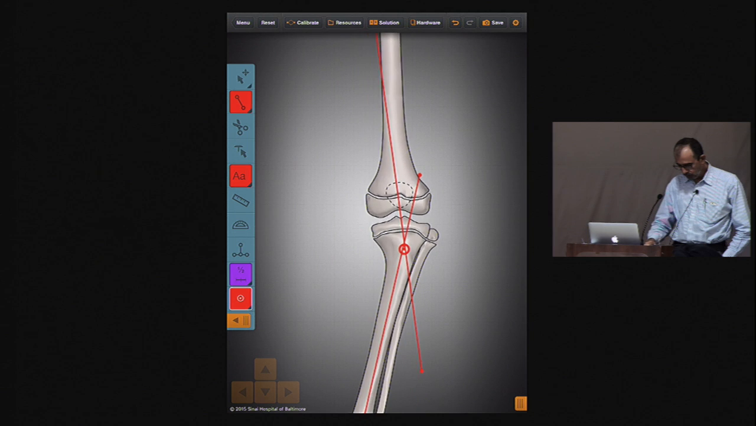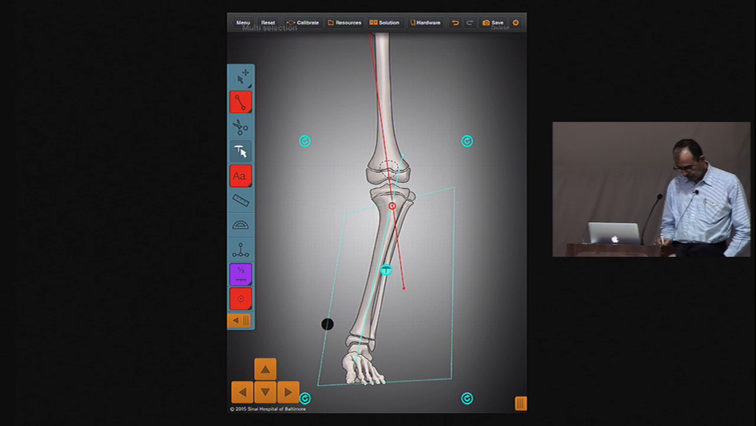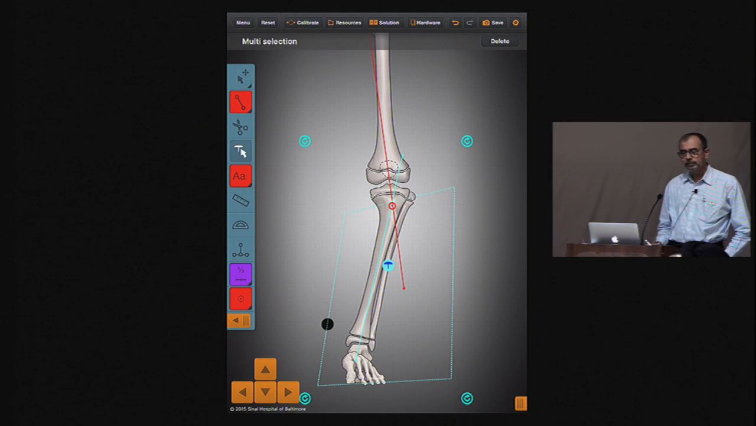If you can do the correction right at the CORA, what kind of correction would you like to do? Opening wedge or closing wedge as a child? Huh? Opening wedge, okay.